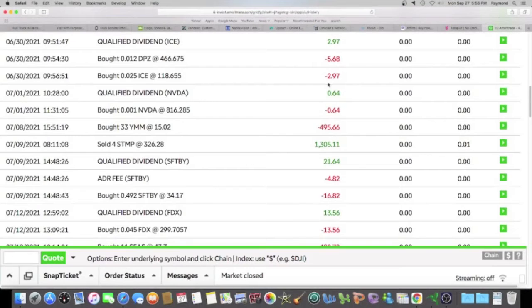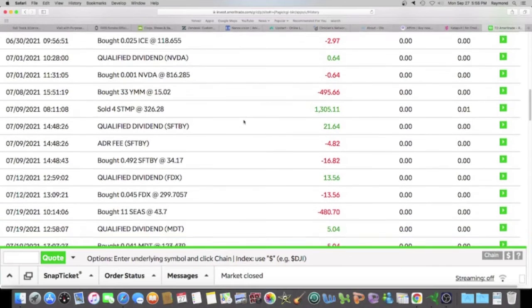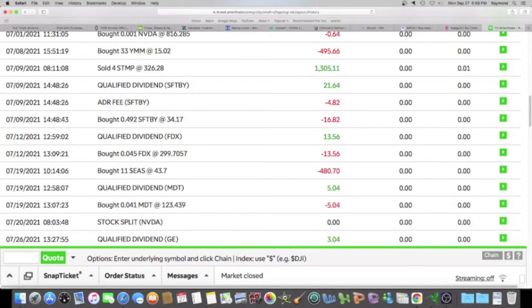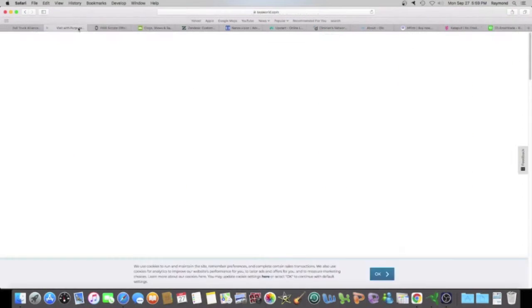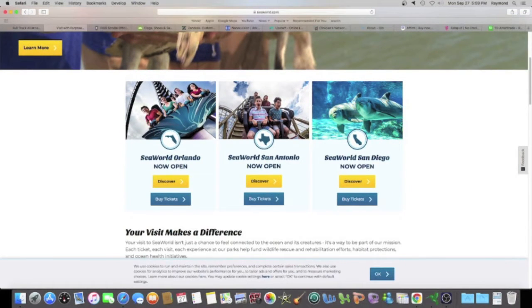The next stock I bought is right here. 11 shares of stock ticker SEAS. And this is SeaWorld. And I have their website up. And most people in the United States, we've heard of SeaWorld. This is a place you can go to see Shamu the whale and other water animals that do tricks and things like that.